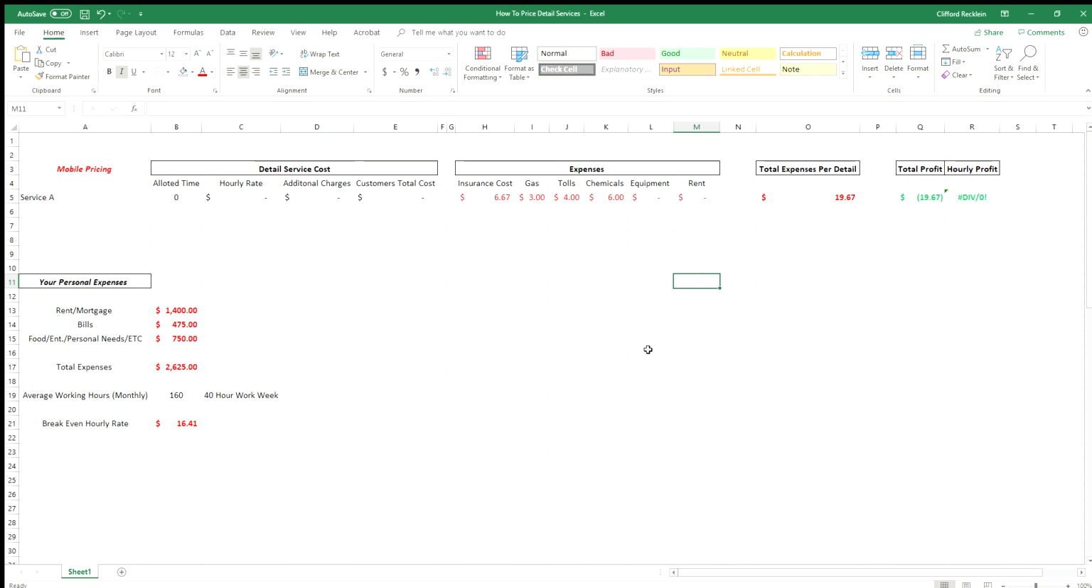So let's say it's $6, but it could be $30. It could be $100, right? If you have ceramic coating, whatever. But the point is, you're going to type whatever that cost is for that chemical or chemicals that you use for that detail. Now, once we have that, we need to focus on equipment.